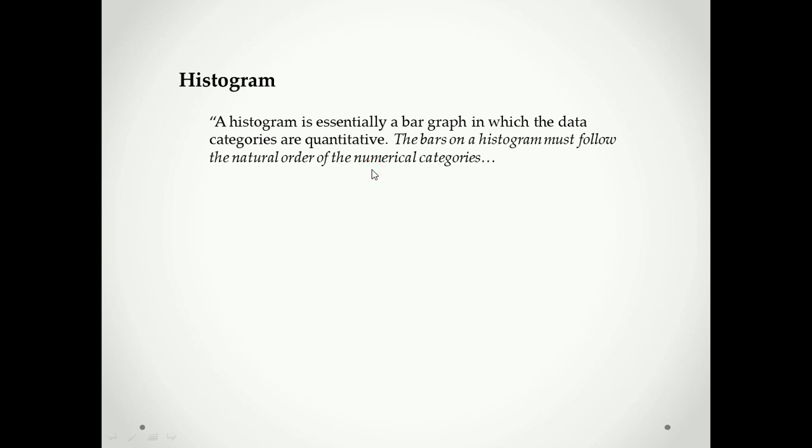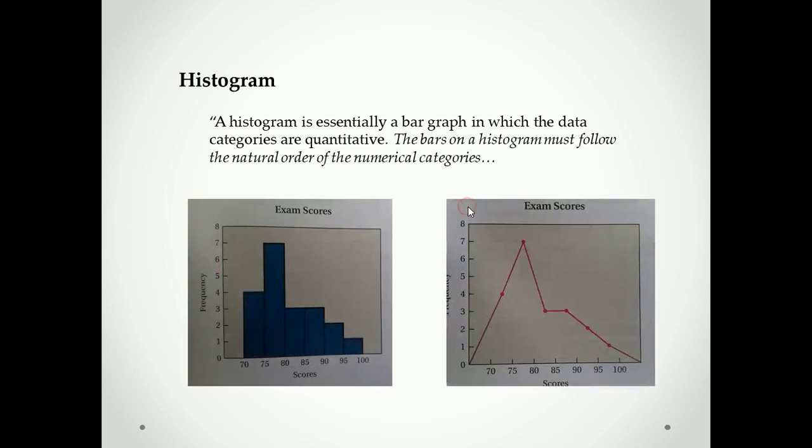So I just wanted to go over what a histogram is and how it's different from your typical bar graph. Looking at the definition in your textbook, it says that a histogram is essentially a bar graph in which the data categories are quantitative. Importantly, it notes that the bars on a histogram must follow the natural order of the numerical categories. So let's look at the example from your textbook.